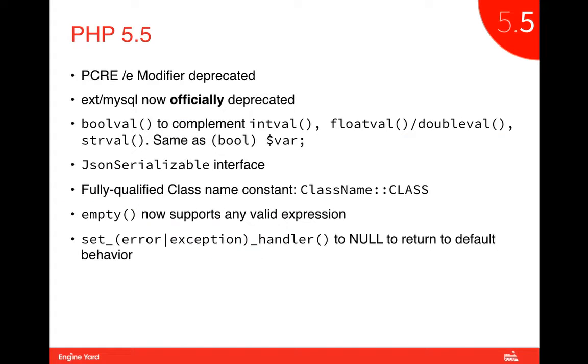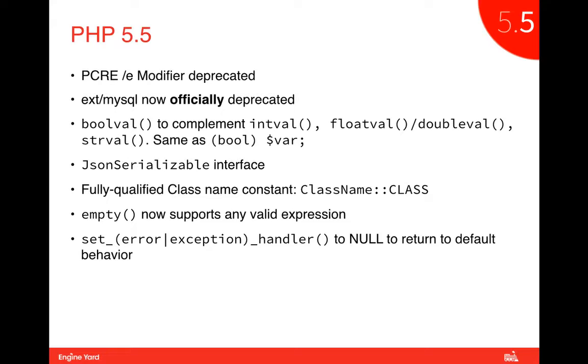5.5 released June 20th, 2013. So this is the current stable release. The /e modifier for the Perl-compatible regular expressions has been deprecated. That allowed you to eval stuff in your regular expressions. That is terrible, so hopefully you've never used it. ext/mysql is now officially deprecated. Yay! They added boolval, which is basically complementing intval, floatval, doubleval, strval. So basically, it's the same as casting to a boolean using the boolean casting operator.